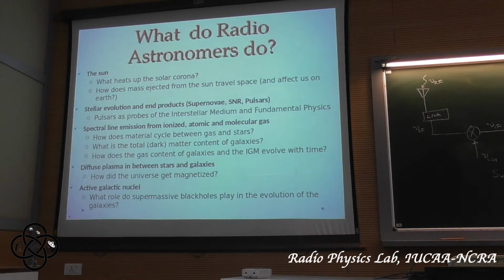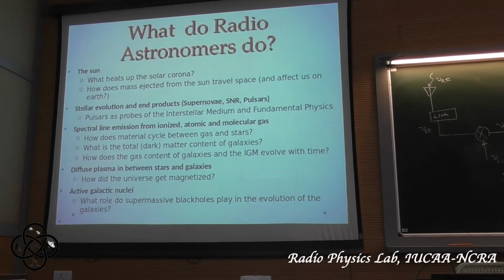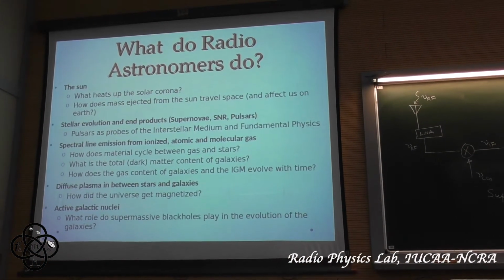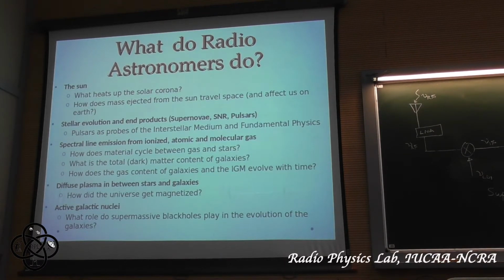Okay, so what is it that people look at with radio astronomy? They look at all kinds of objects, and I've listed a set over here. You look at the sun, you ask yourself questions like what heats the solar corona, how does the mass ejected from the sun travel through space and affect us on Earth? These are all things that radio astronomers study. Stellar evolution and end products: you look at supernovae, supernova remnants, pulsars, and pulsars are of interest in themselves, and also as probes of the interstellar medium and fundamental physics. You study spectral lines from ionized gas, atomic gas, molecular gas, and again, questions you ask are of the sort: how does material cycle between gas and stars?